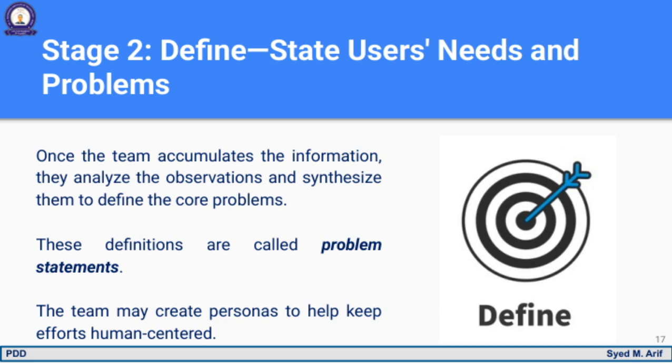To keep our solutions human-centered, we often create personas, detailed profiles of typical users, to help us stay focused on real people's needs and experiences. This stage, the define stage, is all about clearly articulating what users need and the problems they face, so we can develop effective, targeted solutions moving forward.